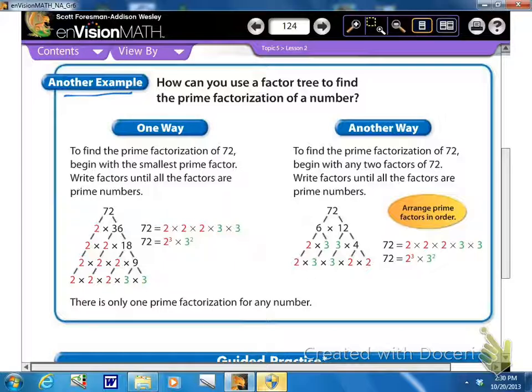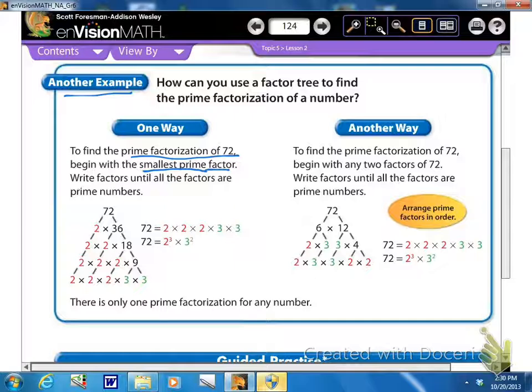How can you use a factor tree to find the prime factorization of a number? This is a little bit easier to visualize. So we're looking at one way to find the prime factorization of the number 72. And this way they say, go ahead and begin with the smallest prime factor, and then write all the factors until all the factors are prime.